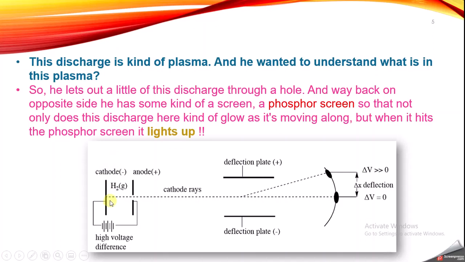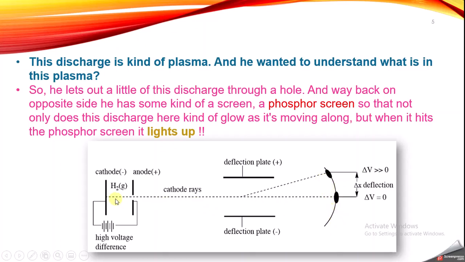He wanted to understand what constitutes this plasma, what is present in it. In order to understand this, he modified the experiment and put a small hole in the anode, the positively charged electrode, and let this plasma out. The plasma can move out of the gas tube and strike a surface called the phosphor screen.